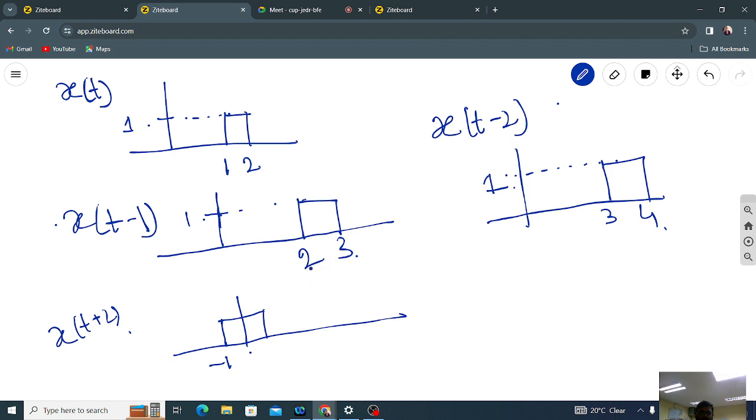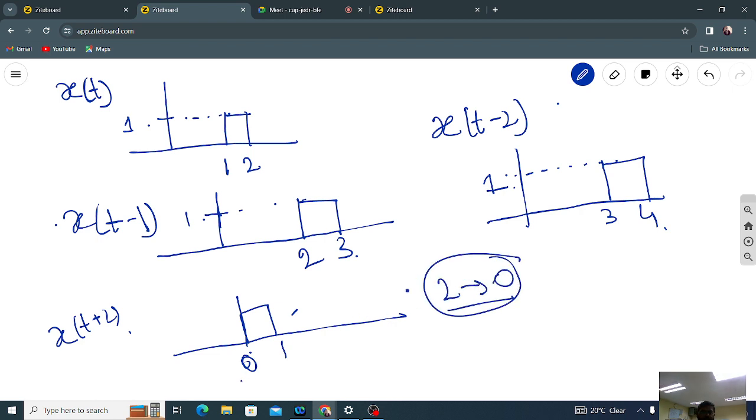Sorry, it will take the value from minus 1 to 0 to 1. Just the left vertical. A distance from 2 to 0, that is t plus 2 here.